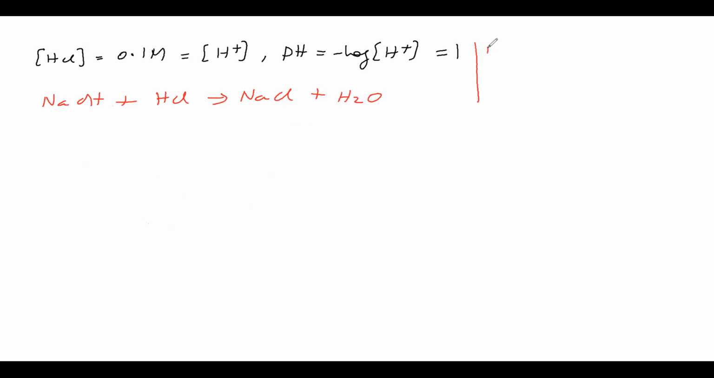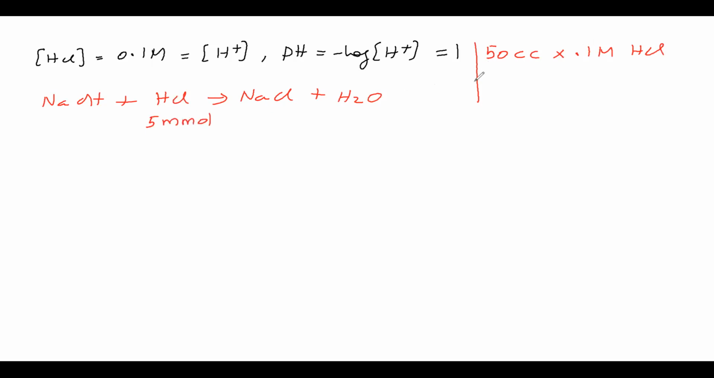In the conical flask, you have taken initially 50 cc of 0.1 molar HCl. Let us multiply these two. If you multiply these two, you will get the millimoles of HCl initially. So millimoles of HCl is how much? 5 millimoles.